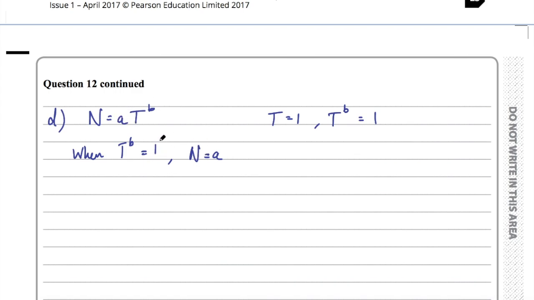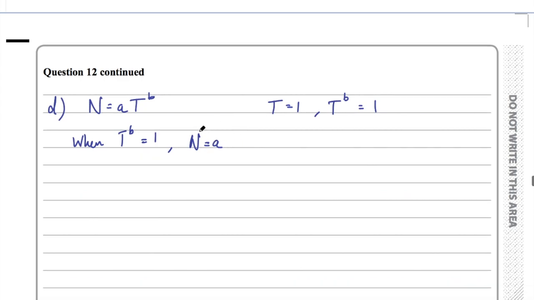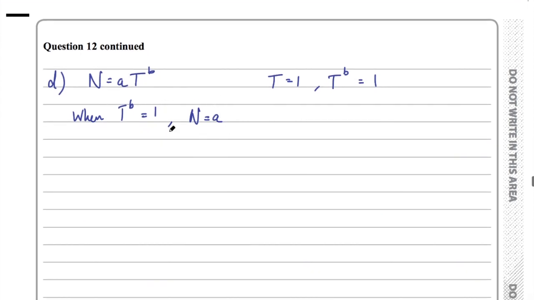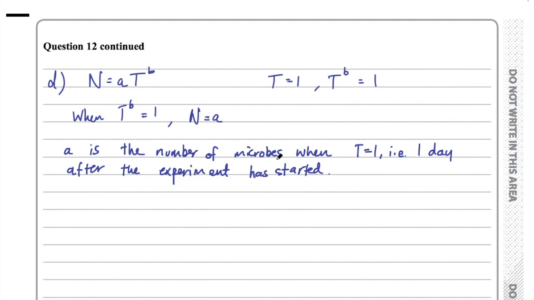So this is saying that 1 day after the experiment, a is the number of microbes in the culture. So we can state that in a sentence: a is the number of microbes when t equals 1, i.e. 1 day after the experiment has started.